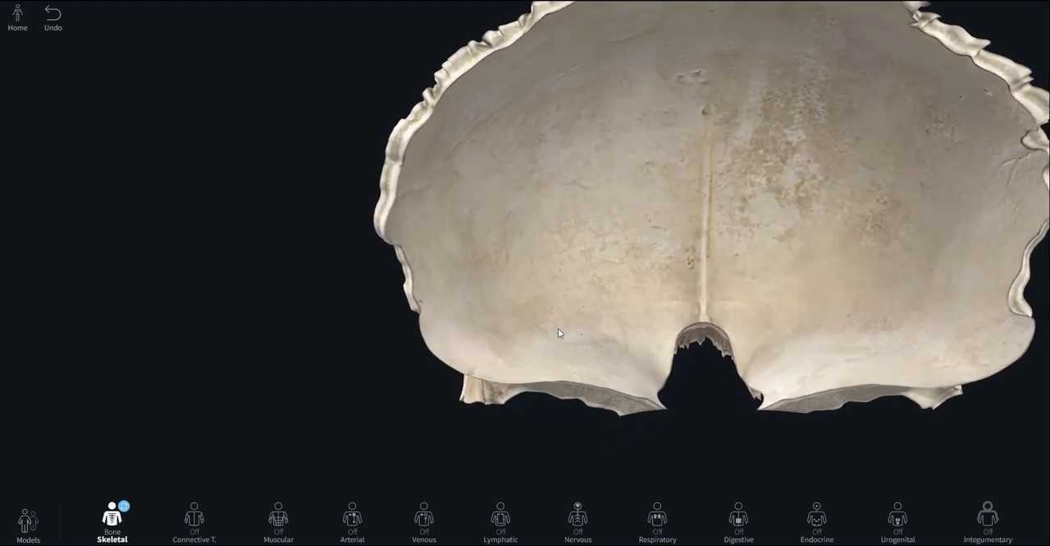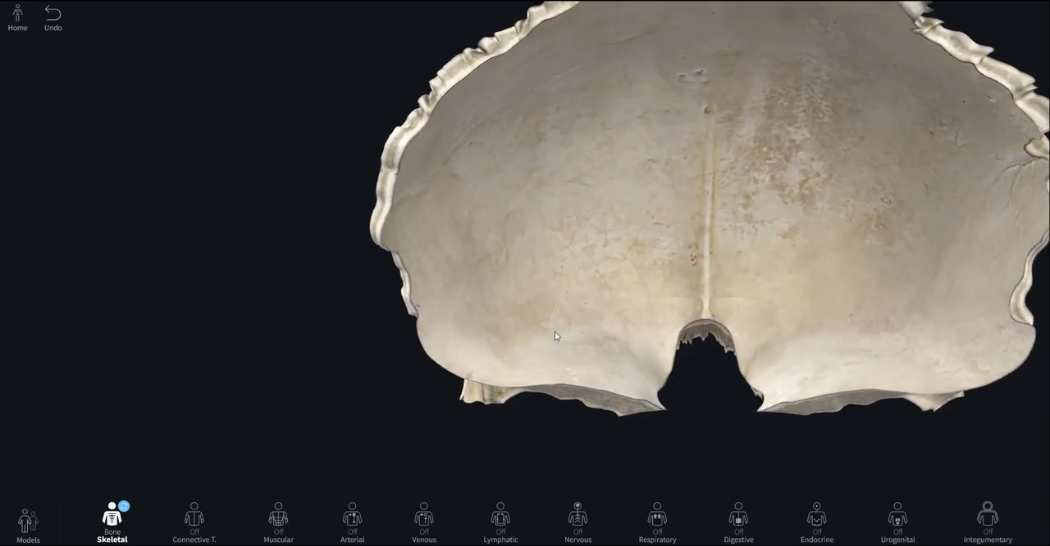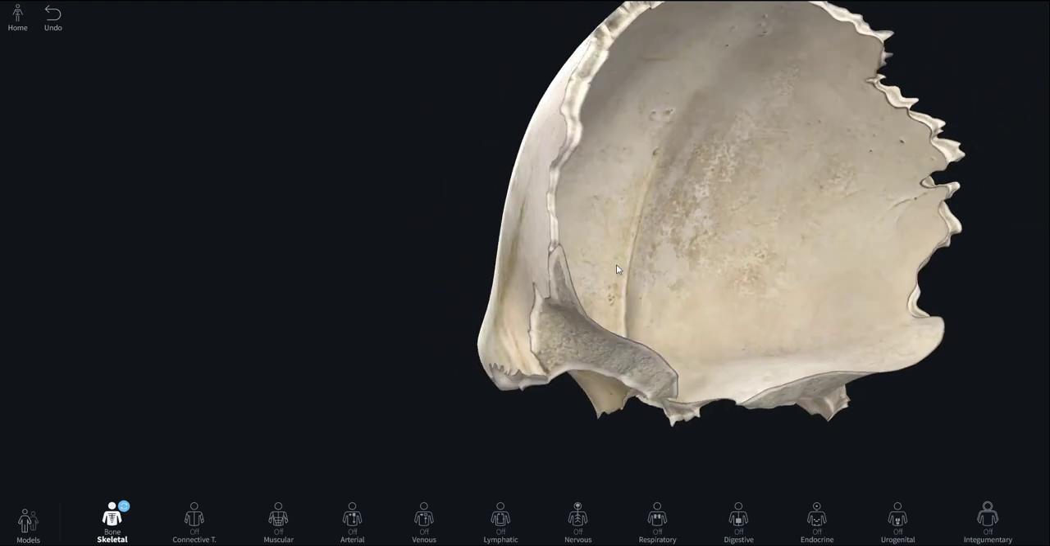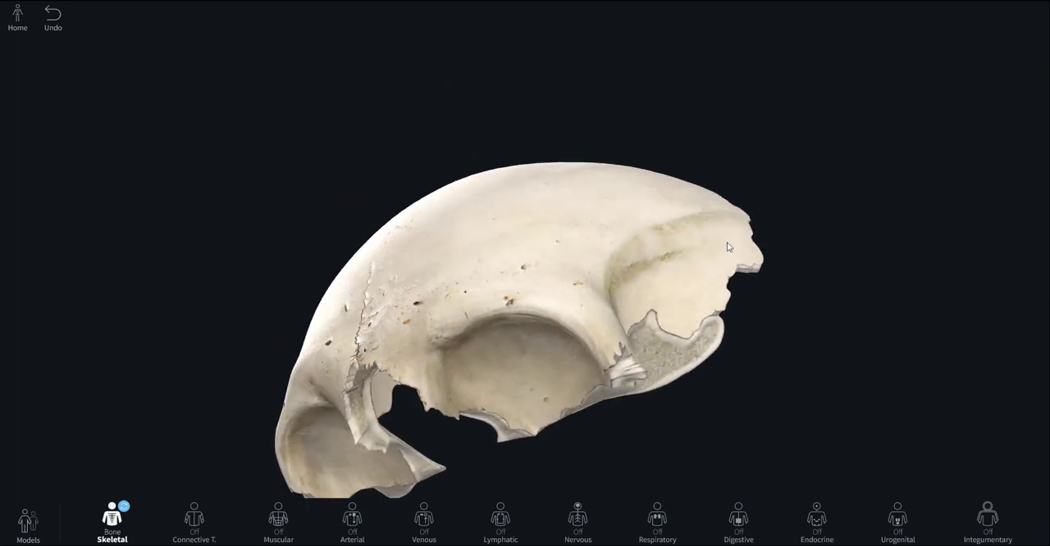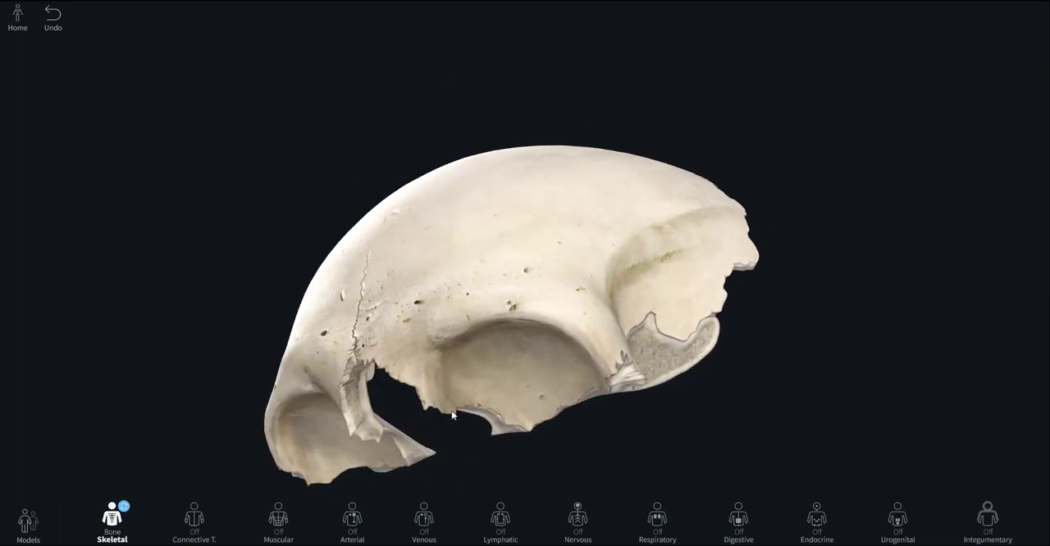Now it also has three margins, which we have to appreciate, right? What are the three margins? We have talked about them. The medial margin, somewhere over here.